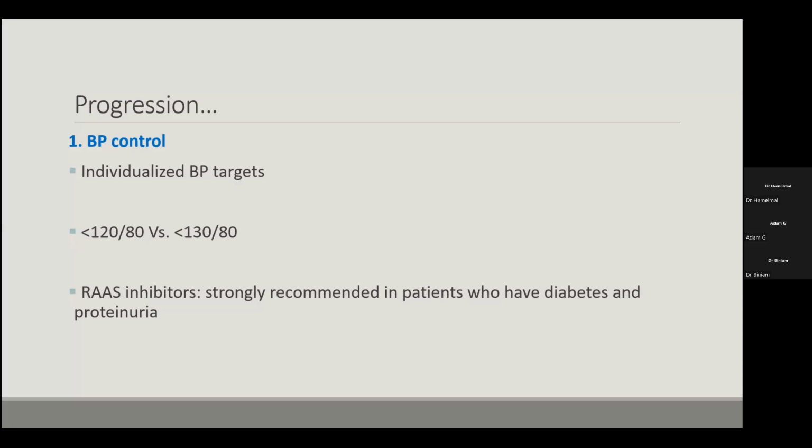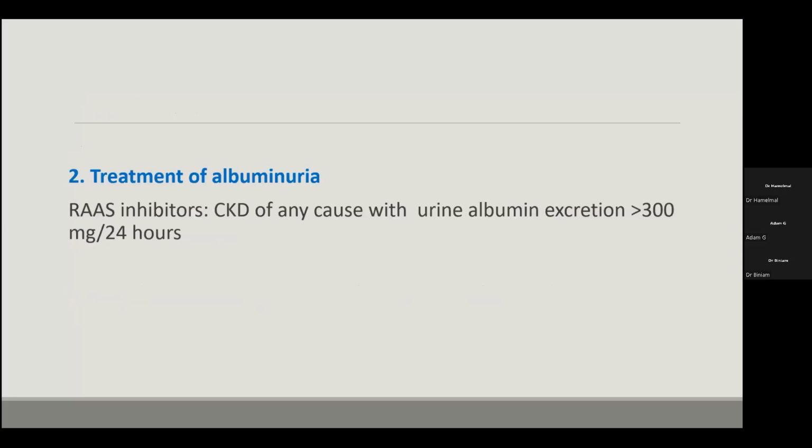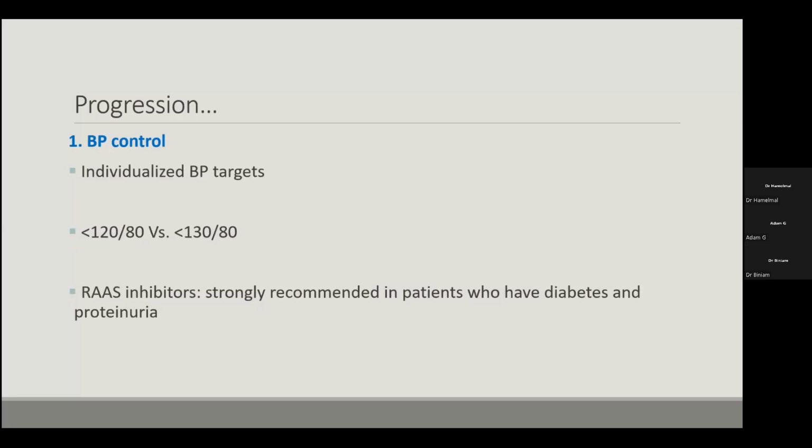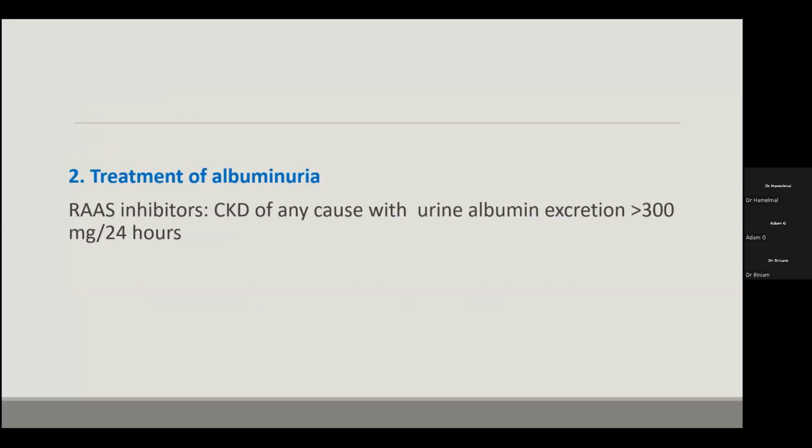And RAS inhibitors are strongly recommended in patients who have diabetes and proteinuria, but also for other patients, you should go for ACE inhibitors or ARBs as first line. So BP control is very important. The cutoff is less than 120 by 80, but that may not be feasible in most patients. So at least we should keep it less than 130 by 80.